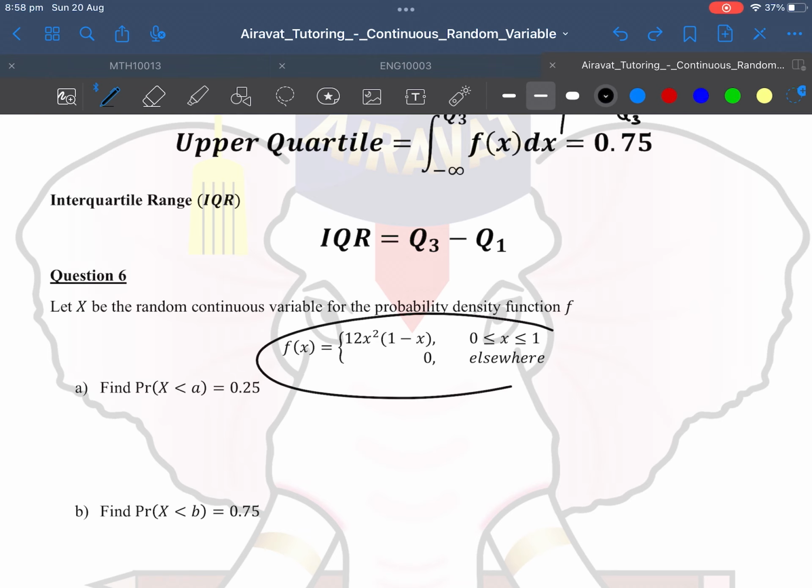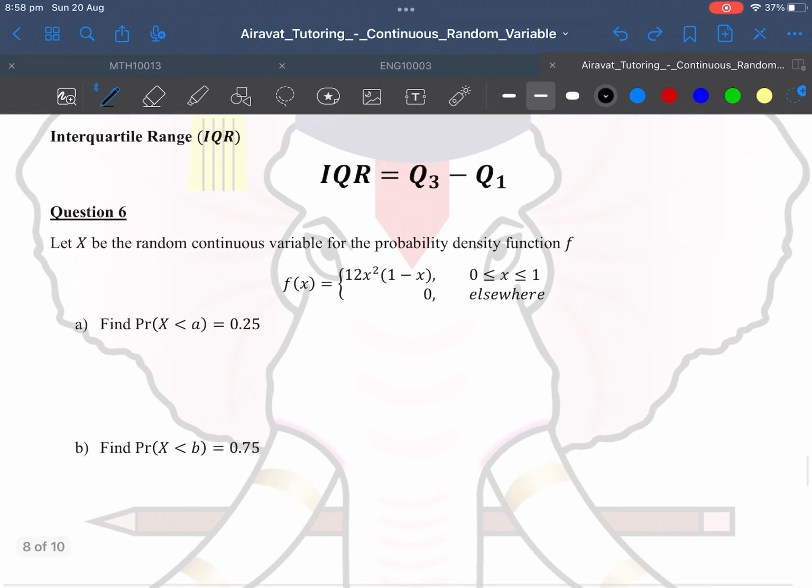Let x be the random continuous variable for the probability density function f, and this is your probability density function right here. And what we have to do is find a such that probability of x less than a is going to be 0.25. So our integral that is going to be constructed from this is going to be from, what is our endpoint? It's going to be 0, because that's where our function starts. So 0 all the way to a, f of x dx equals to 0.25.